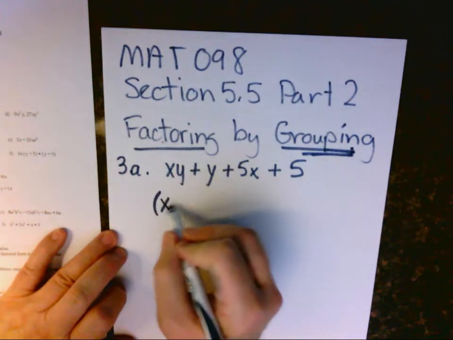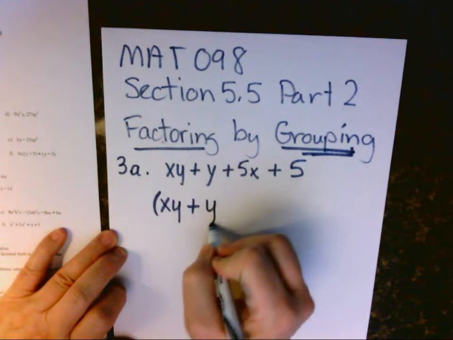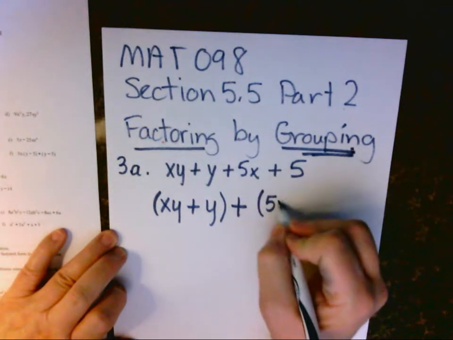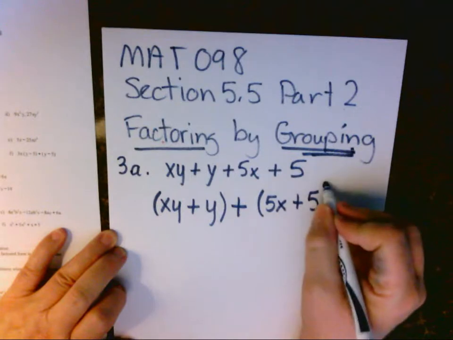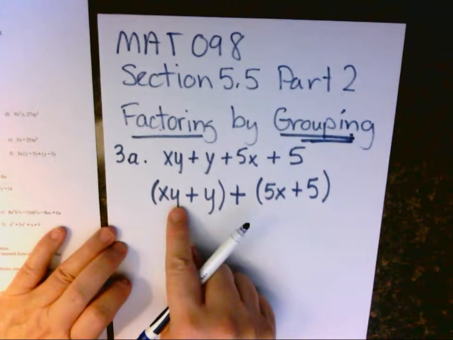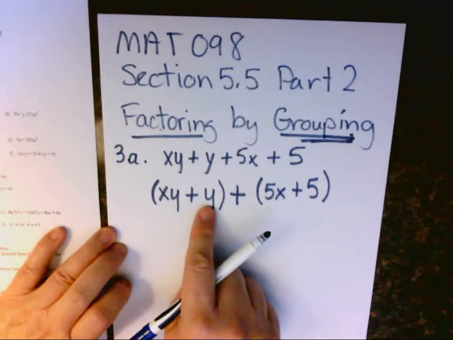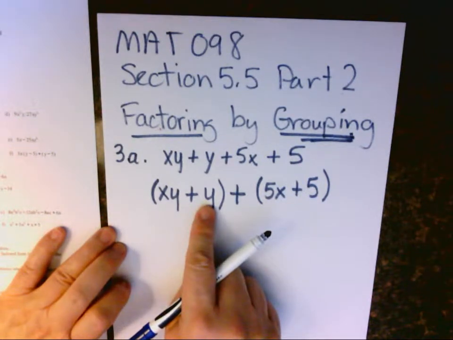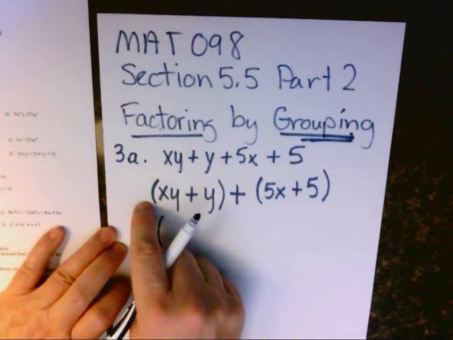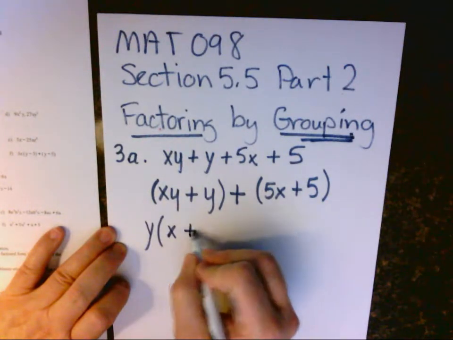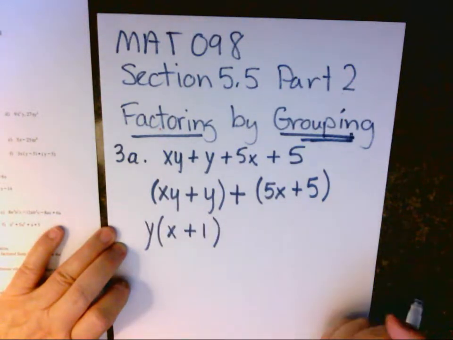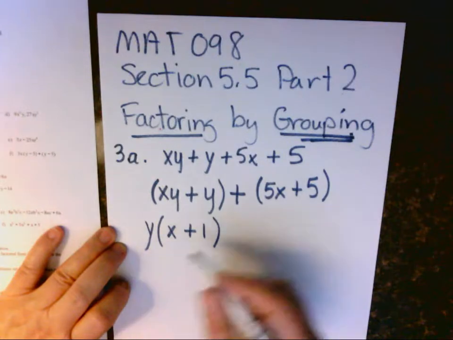This one is in a good form, just the way it is. If I group the first 2 together, plus, I group the second 2 together, then I have a common factor in this first group. What is that common factor? What's the greatest common factor of these? What's the largest thing that divides them both? Yes, y. So factor out that y, and I get an x plus 1, right? Because that gives us the right thing when we multiply back. So I took out the common factor in this group.